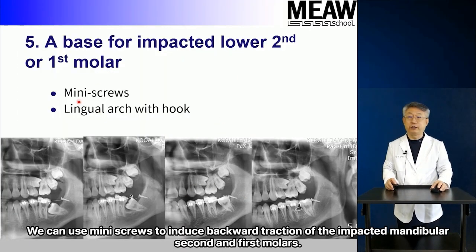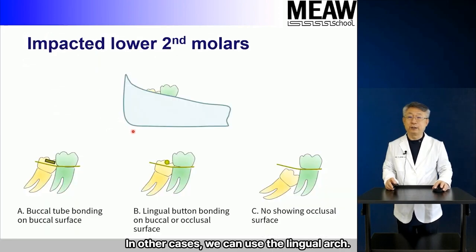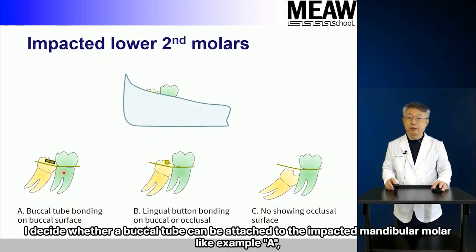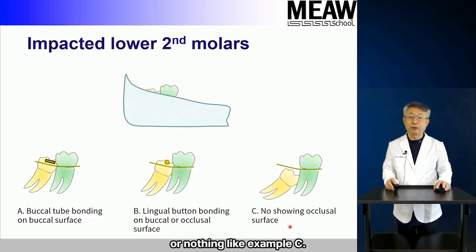We can use mini screws to induce backward traction of the impacted mandibular second and first molars. In other cases, we can use the lingual arch. I decide whether a buccal tube can be attached to the impacted mandibular molar, like example A, a lingual button on the buccal or occlusal surface like example B, or nothing like example C.